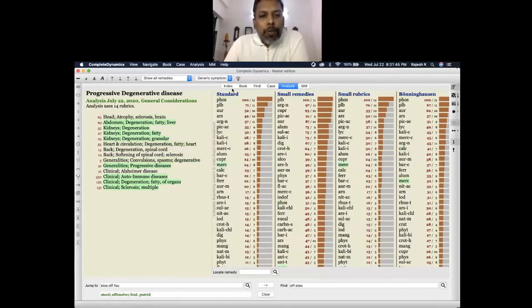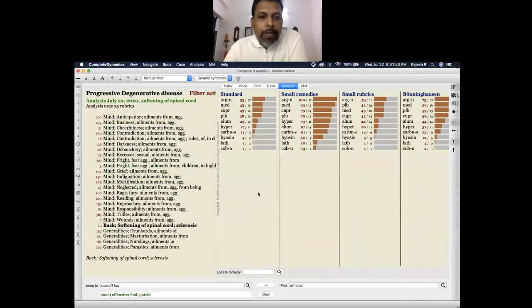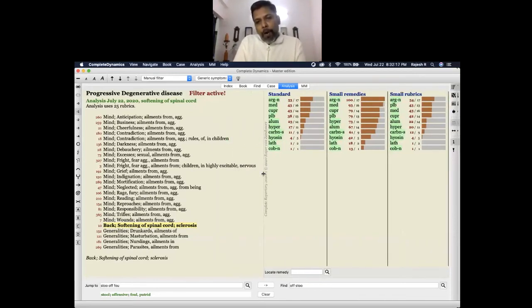I would like to show one more thing. I have taken this to explain a little bit more, especially regarding softening of the spinal cord. If you can see, there are only 10 remedies in it, and I have set a filter to it. But what I found out is these 10 remedies have some common things among them. And then there was an interesting finding also.